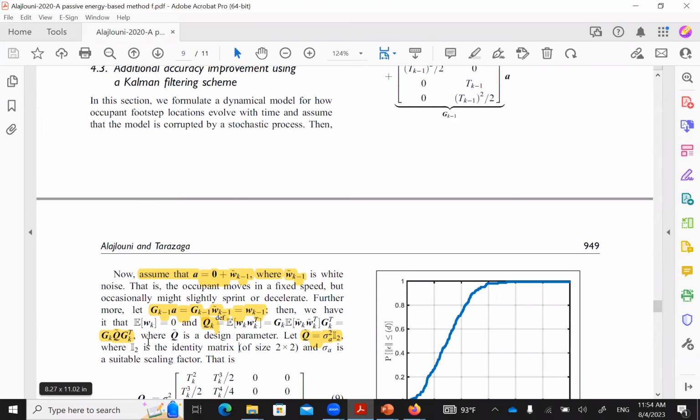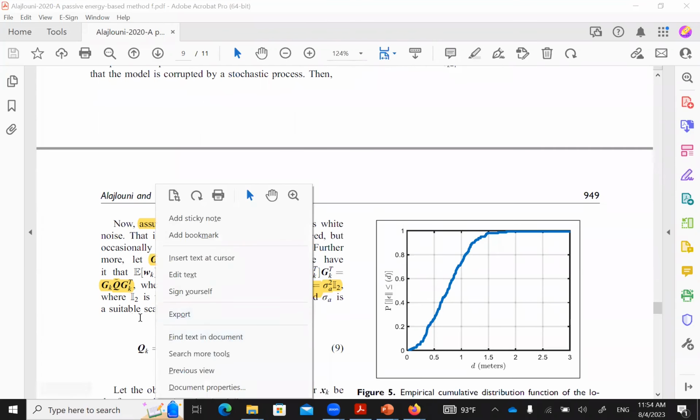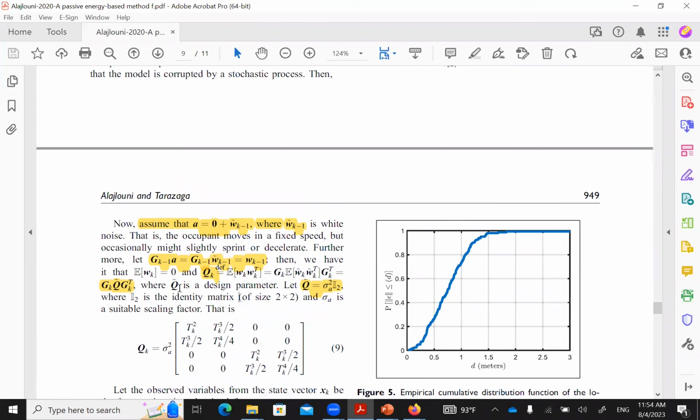Okay, great. So now we have a simplified model. Here Q tilde is a design parameter. It basically says something about how uncertain we are about the acceleration. What is the uncertainty? What is the variance? Notice that it's a diagonal matrix. We're going to define the uncertainty in the acceleration in the x component and the y component.